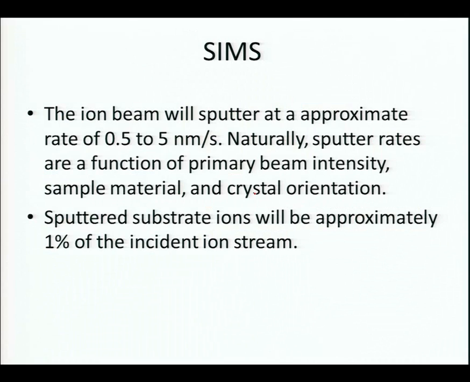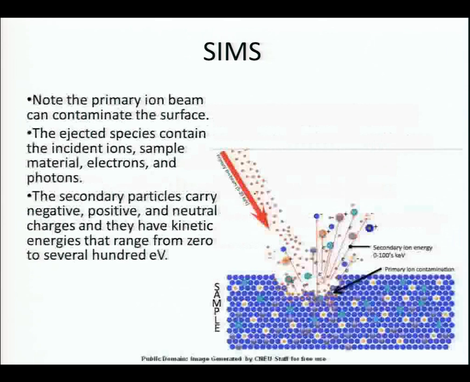So SIMS, again, the ion beam will sputter at an approximate rate of 0.5 to 5 nanometers per second. Naturally, the sputter rates are a function of the primary beam intensity, sample material, and crystal orientation. So that's an estimate, and they're variable due to the interaction of the beam and the material. The sputtered substrate ions will be approximately 1% of the incident ion stream. So what we're looking for is the incident ion stream is going to be a very large signal, and the sputtered ions that come off are going to be relatively small. So that's why we'd like to filter them out.